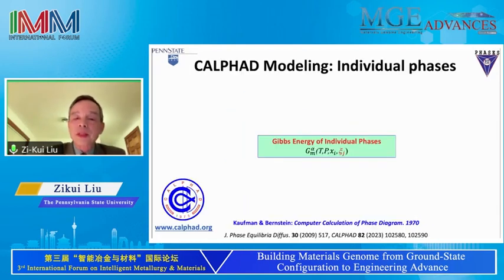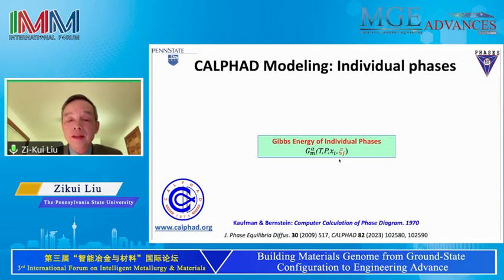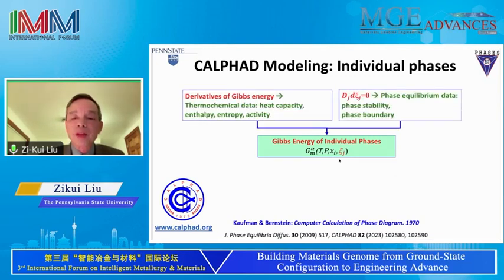So let's start with CALPHAD modeling. CALPHAD modeling is about the thermodynamic Gibbs energy of individual phases as a function of temperature, pressure, composition, and xi here is very important. Xi here is for the internal degree of freedom, which means that the system can be at a non-equilibrium state. So to build this free energy, we have to have input data.